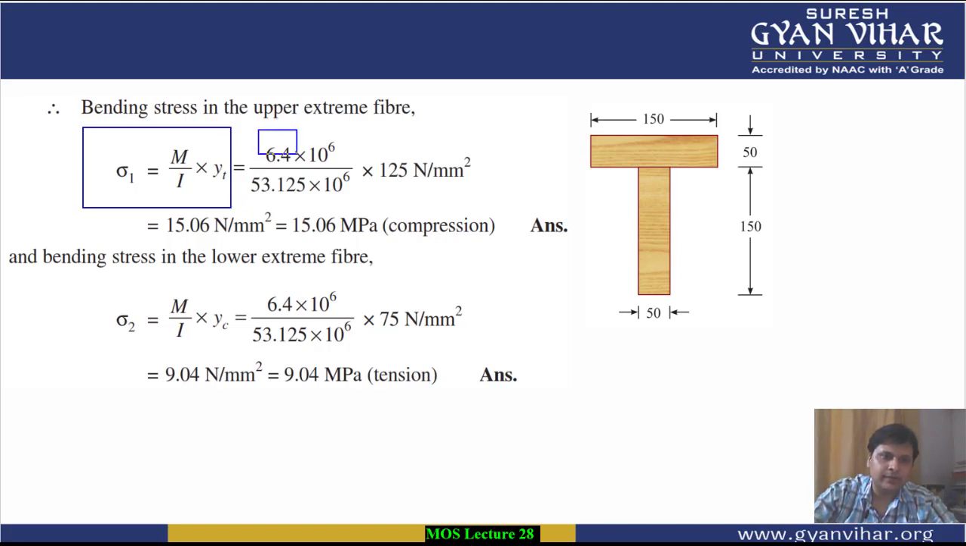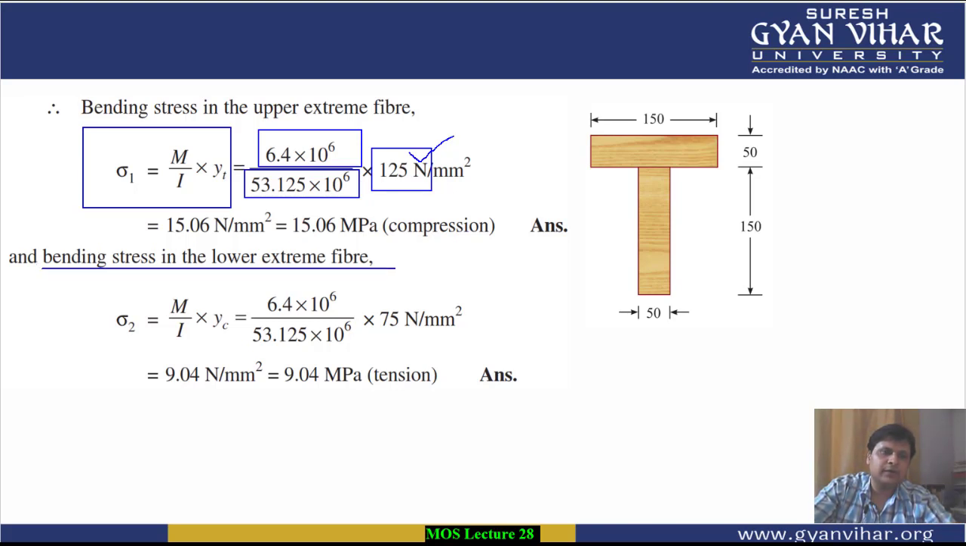So using this, your bending moment is 6.4 into 10 to the power 6, which you have calculated. Then the moment of inertia of the composite section is 53.125 into 10 to the power 6. This is also calculated. Then this is your distance from the neutral axis of the extreme fiber, which is in tension, 125. Alright, and similarly for the lower extreme fiber, what will be the value?